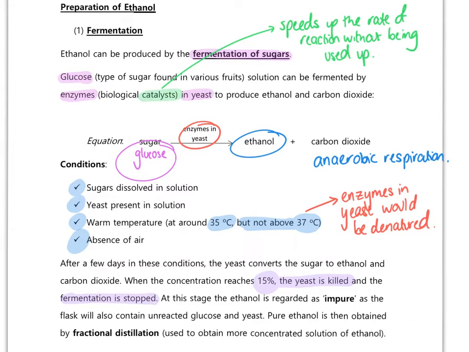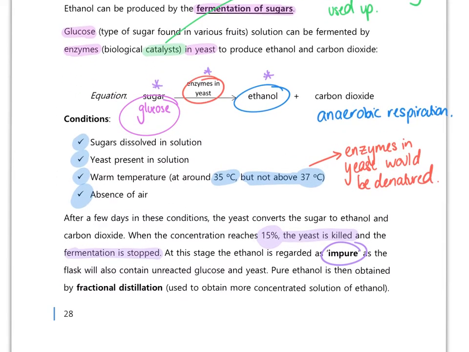So at this stage the ethanol is regarded as impure, because what you have got in your flask will be some ethanol, some unreacted glucose, but also some yeast. So we obviously don't want those in our ethanol, and so what we can then do is fractional distillation, which we've met in this topic as well, and we met last year as a method of separating a liquid from a solution, or one component from a solution essentially.